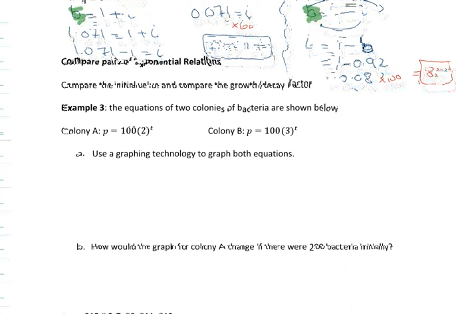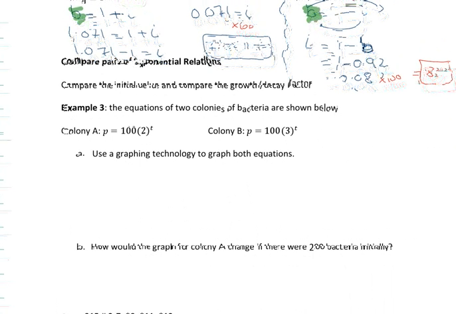What's the initial value for the first one? The initial value for the first one is 100. How about the initial value of the second? It's the same. So they both start at the same initial value of 100 bacteria. Make sense? Okay. Now if you're looking at colony A, what can you tell me about the growth rate?